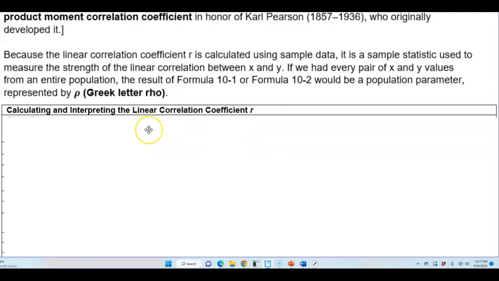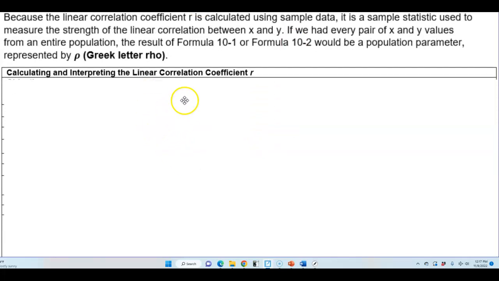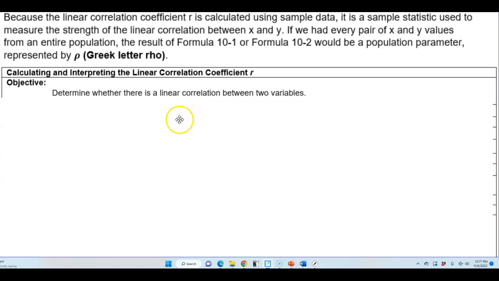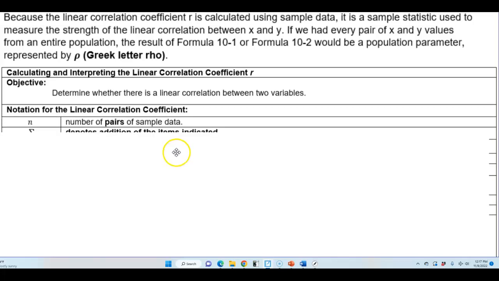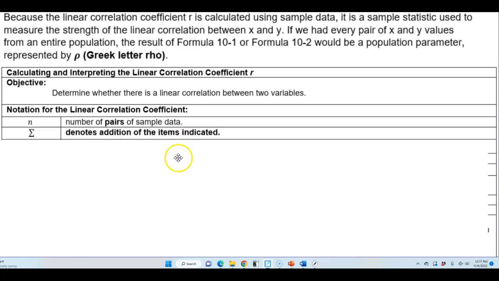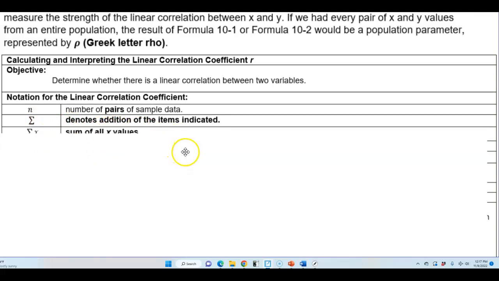So, calculating and interpreting the linear correlation coefficient R. The objective is to determine whether there is a linear correlation between two variables. The notation for the linear correlation coefficient: n represents the number of pairs of sample data. The summation symbol denotes addition of the items indicated.